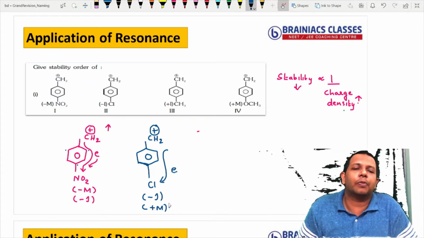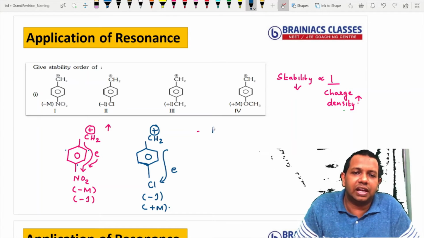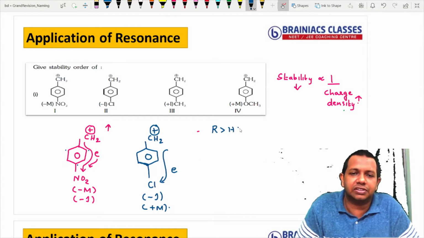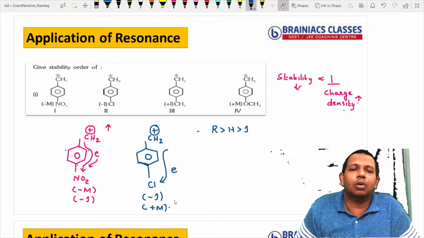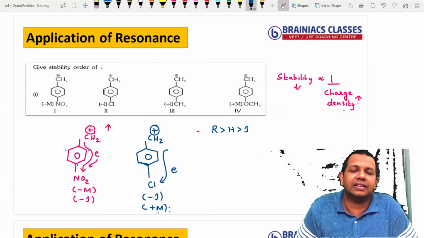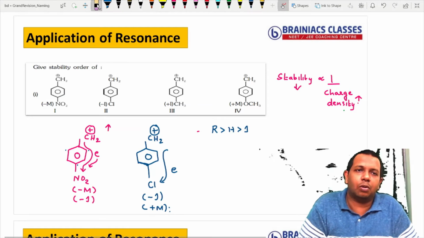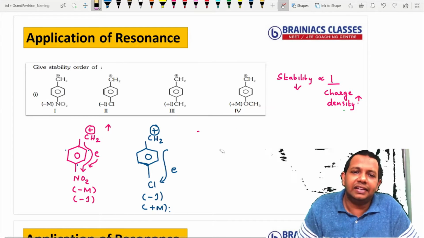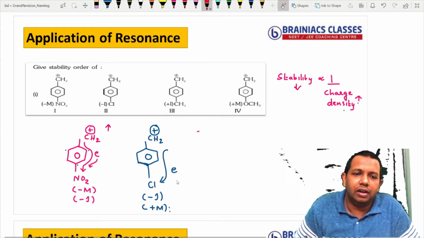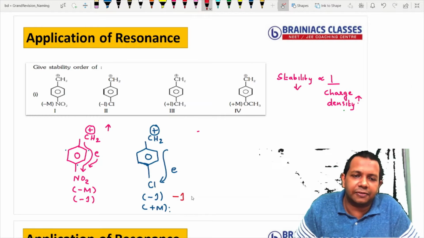So which is more prominent here, sir? You already told me that resonance is greater than hyperconjugation, greater than inductive effect. So can I take plus M greater than minus I? Please remember, I have also told one exceptional case. In the case of halogens alone, please remember minus I effect is dominant over plus M effect.